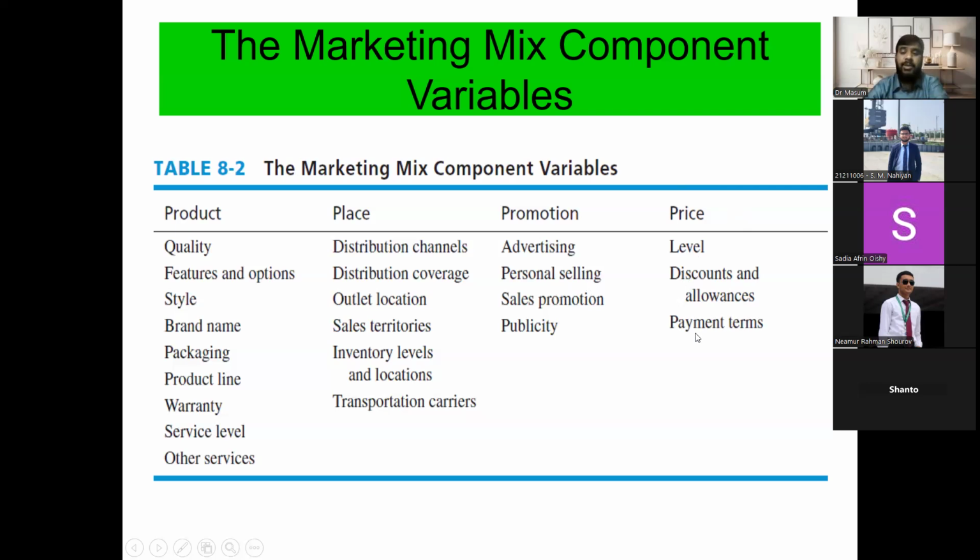Maybe you have heard the term 2/10, net 30. 2/10 means a 2% discount if you pay within 10 days. Net 30 means you have to repay before the end of 30 days, which means 1 month. 2/10, net 30. This type of term is used in setting the price.